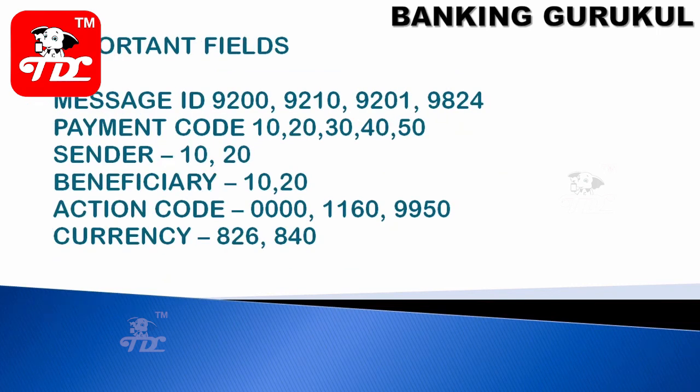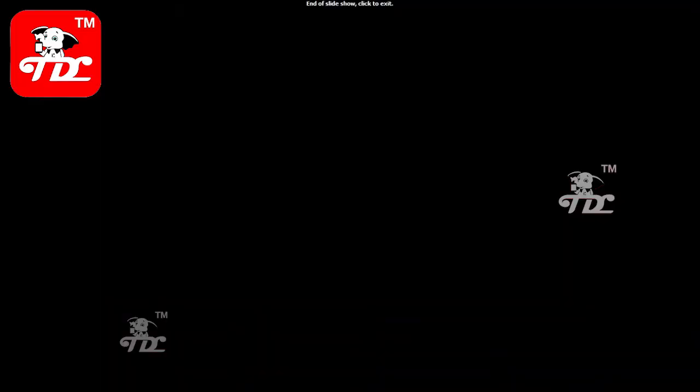Important fields in your ISO 8583 messages: message ID, payment code 10, 20, 30, 40. 40 is FDP, 50 is bulk payment, sender 10 is member, 20 means agent, beneficiary also, action code we already discussed, currency we have discussed.